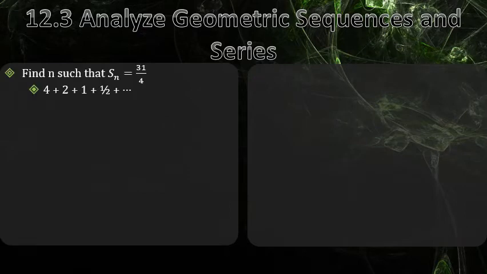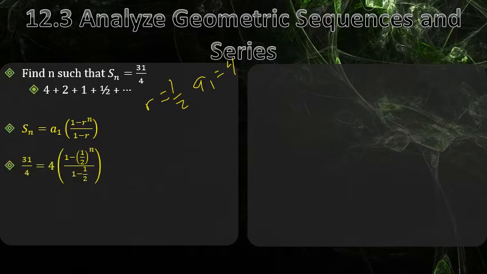Find n such that Sn equals 31 over 4. Hey, it's the same series, so I know the r was 1/2, and I know a1 is 4. This time we're looking for n. Okay, this was Sn, so I filled it in for Sn. A1 was 4, r was 1/2.